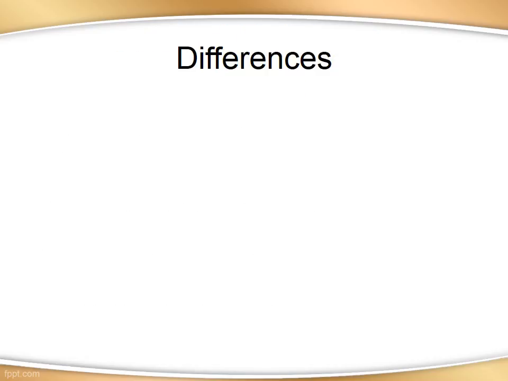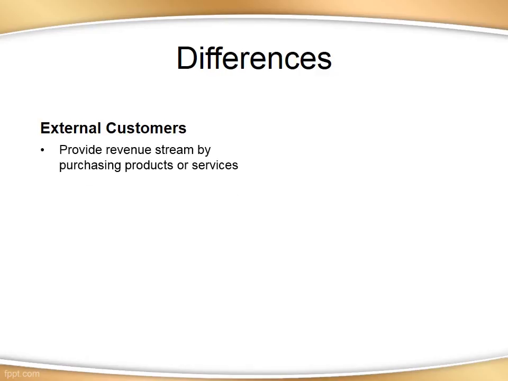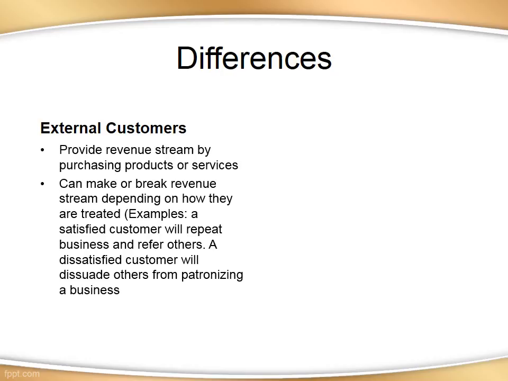Now let's take a look at the differences. External customers provide revenue stream by purchasing products or services, and they can make or break revenue stream depending on how they are treated. Examples: a satisfied customer will repeat business and refer others, while a dissatisfied customer will dissuade others from patronizing a business.